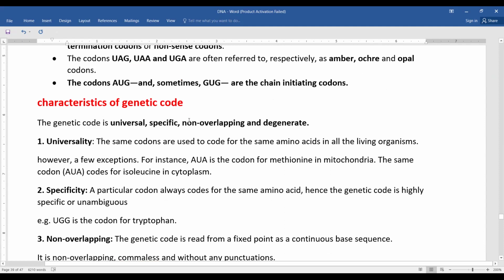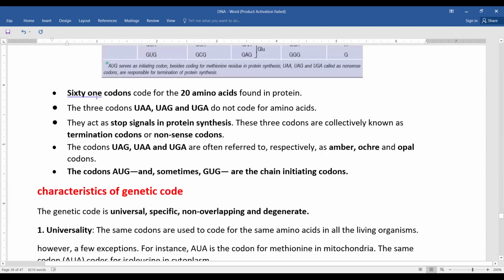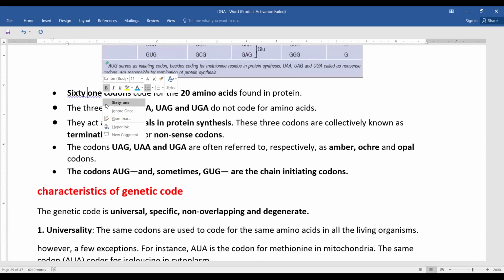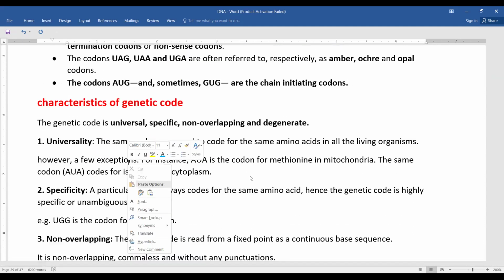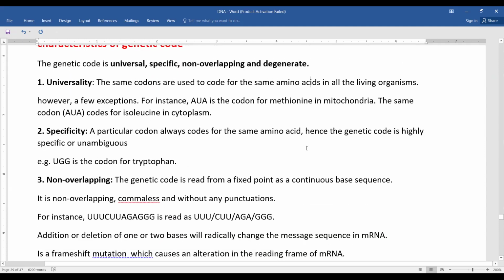Characteristics of genetic code. So far we have seen features of genetic codes, and these are some other peculiar features. Genetic code is universal, genetic code is specific, genetic code is non-overlapping, genetic code is degenerate. So what is the meaning of all this? Let's see here.